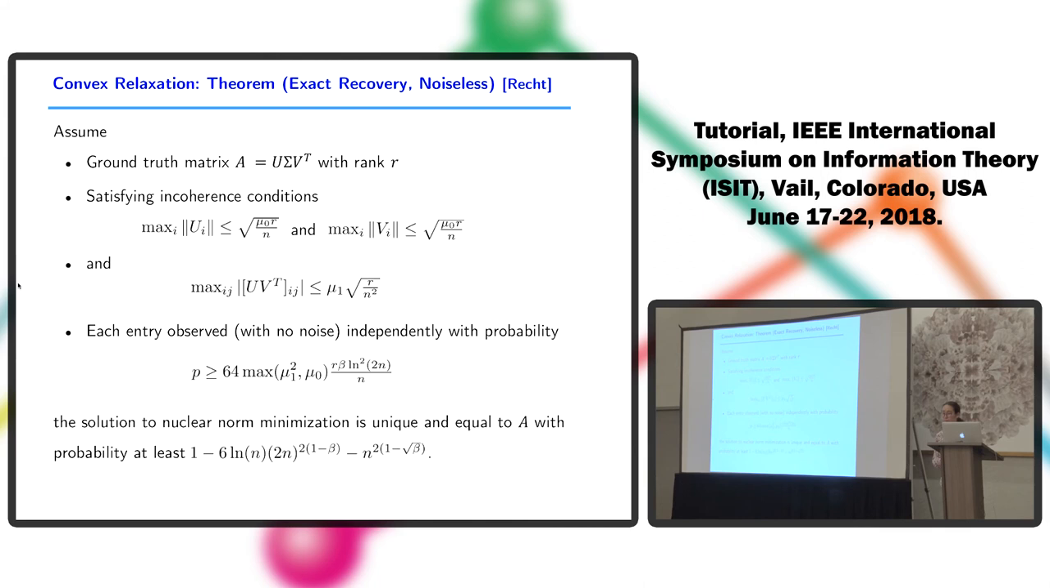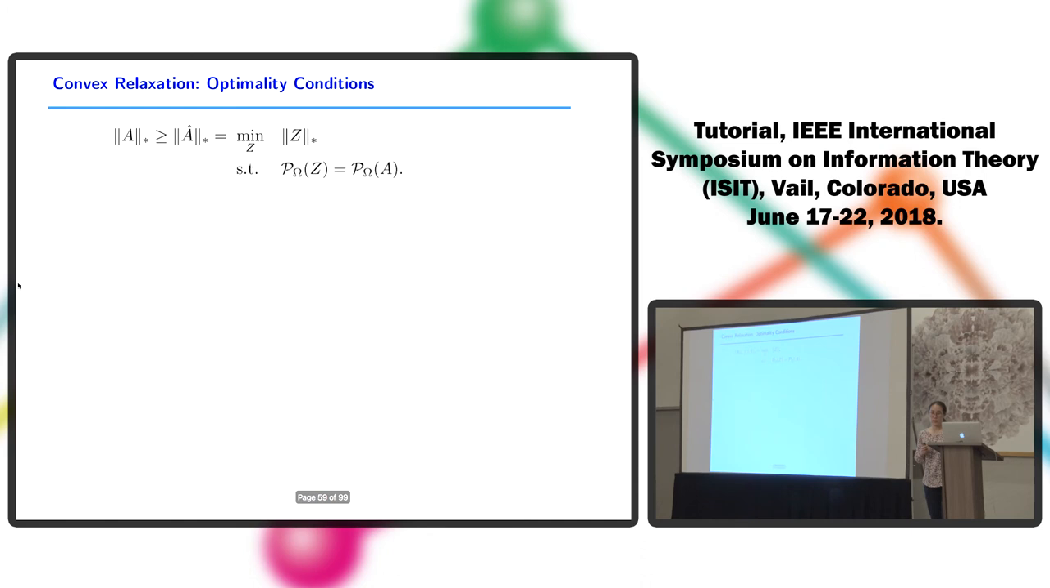And let's try to understand how this property arises from the geometry of this optimization problem. So let's take a look at our optimization problem more carefully. We're minimizing the nuclear norm, subject to matching the observations that we saw. And we're going to let A hat denote the minimizer. And because the matrix A itself is feasible, the nuclear norm of A hat has to be bounded above by the nuclear norm of A.